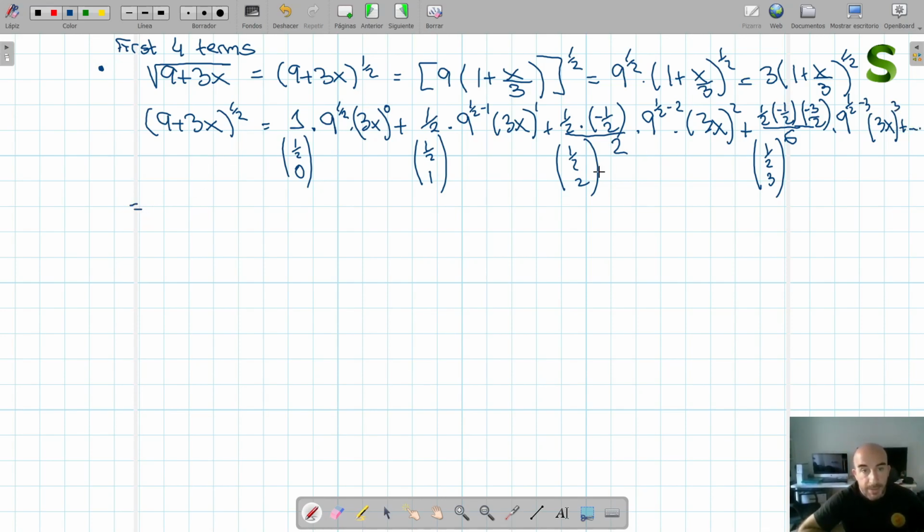Okay, so let's go on with that. Let's simplify. 1 times 3x to the power of 0, which is 1, so that's 1, times 9 to the power of 1/2, that's the square root of 9, which is 3. So the first term is 3, plus.